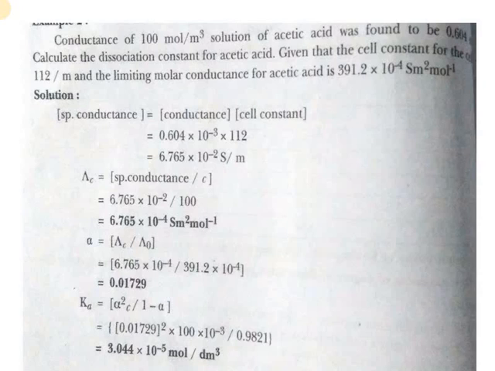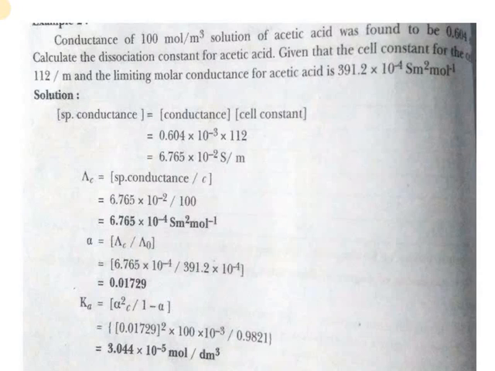Firstly, we know which values are given. See here in this problem, the conductance is given for acetic acid, right? 0.604. The concentration is also given, that is 100 mole per meter cube. The cell constant is given as 112, and the limiting molar conductance is also given as 391.2 into 10 raised to minus 4.